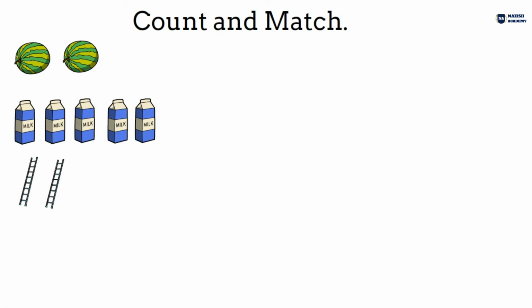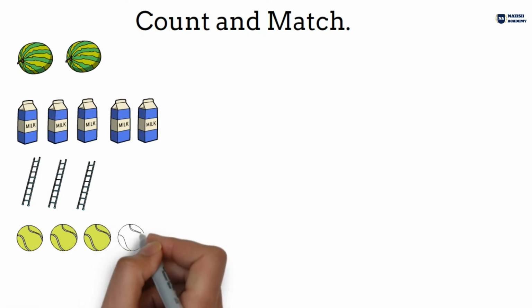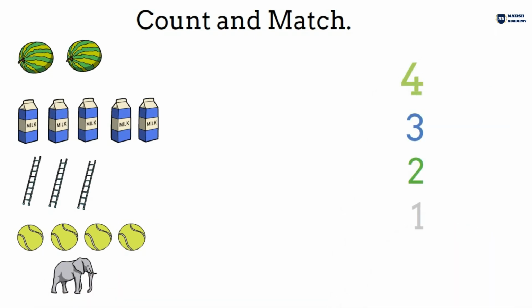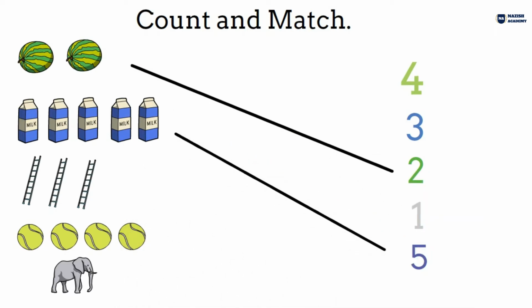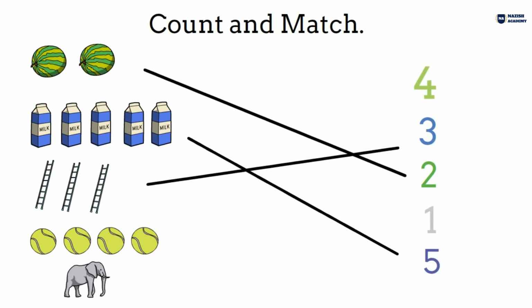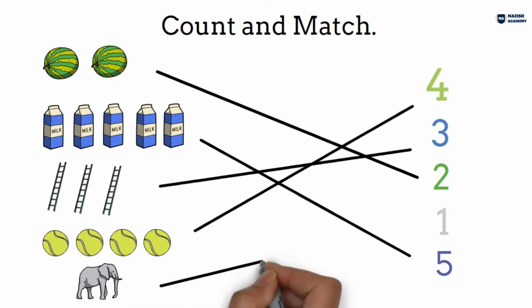Ladder, 3 ladders. Yes. 2 balls, 3 balls, and 4 balls. 1 elephant. Number 4, 3, 2, 1, and 5. We have to match right now. Where is number 5? Yes. And ladder 3. Then where is number 3? Yes. 4 balls. Then number 4. Yes. 1. Yes.